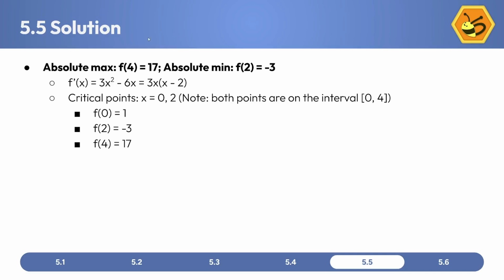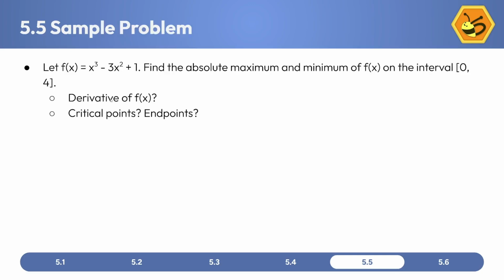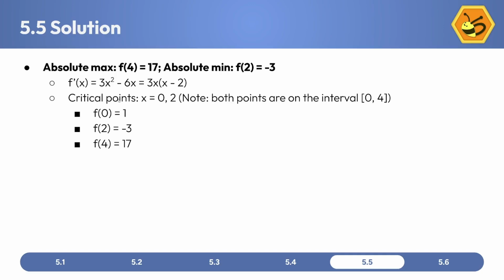Okay, so if we test all our points, we have f of 0 equals 1, f of 2 equals negative 3, sorry, so I think that's negative 3, and f of 4 is 17. Okay, so hopefully everyone understands this part. And yeah, sometimes arithmetic is the hardest part of calculus, so no worries there.